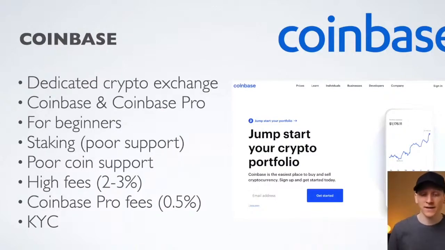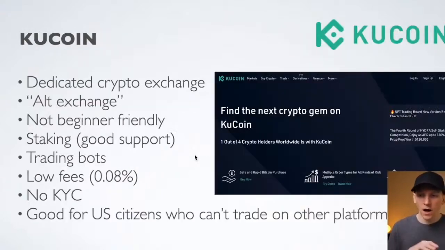We also have Coinbase, which is a dedicated crypto exchange. They'll be making their product offering bigger as time goes on though. You have Coinbase, which is the easy option on your phone. And then you have Coinbase Pro as well, which is slightly more advanced. However, saying that, this is for beginners only. You have very poor support when it comes to staking. You also have very poor coin support overall. And the fees are astronomical. You'll be paying 2 to 3% on Coinbase, and on Coinbase Pro, 0.5%, which isn't that great. Coinbase for me is for first timers. If you want to buy Bitcoin and Ethereum with a fiat currency, then just use Coinbase. But if you want to do anything more than that, I would suggest other platforms.